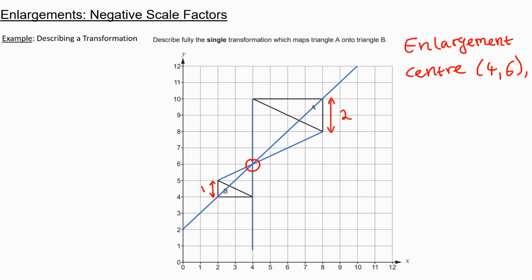The problem is that to get to, for example, this point, I have to go right and up. But then to get to the corresponding point here on B, I have to go left and down. And this means that the directions are opposite. So my scale factor is actually -1/2.